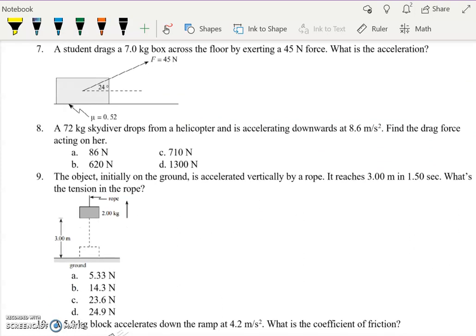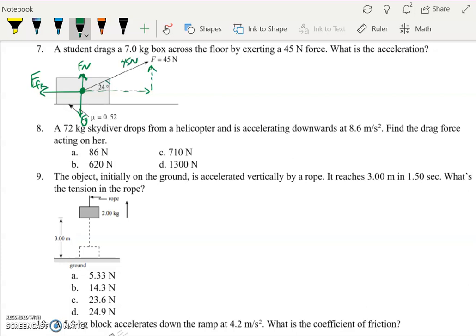Next problem, a student drags a 7 kilogram box across the floor by exerting 45 Newton force, and we want to know the acceleration. So, free body diagram, we've got force of gravity down, you've got kinetic friction to the left. Normal force is not going to be the same as the force of gravity because we're applying a force that's lifting up a little bit, so normal force is smaller. And we've got this applied force of 45 newtons.